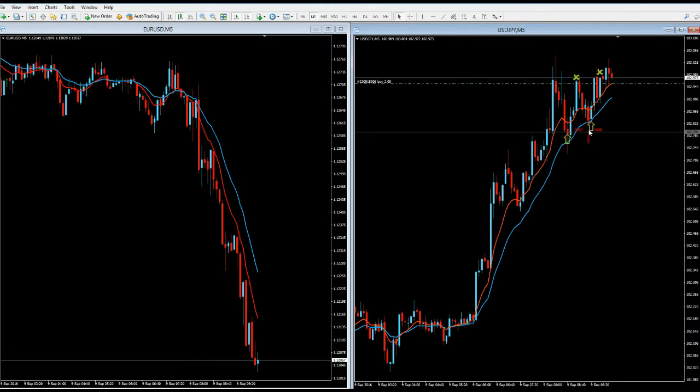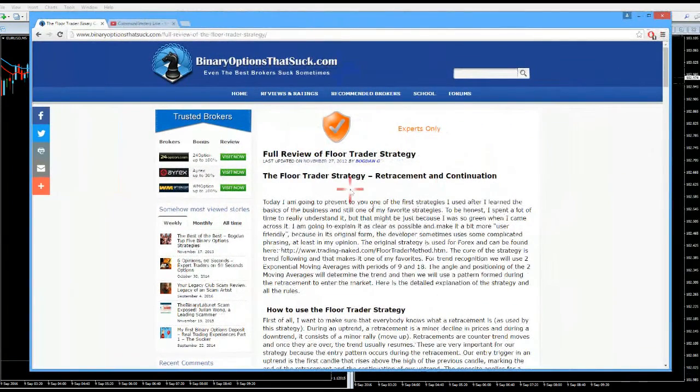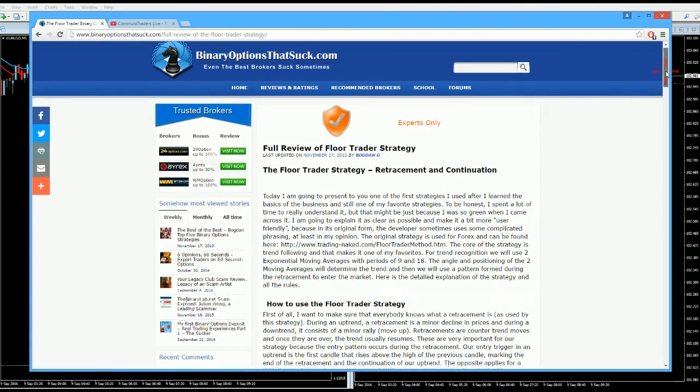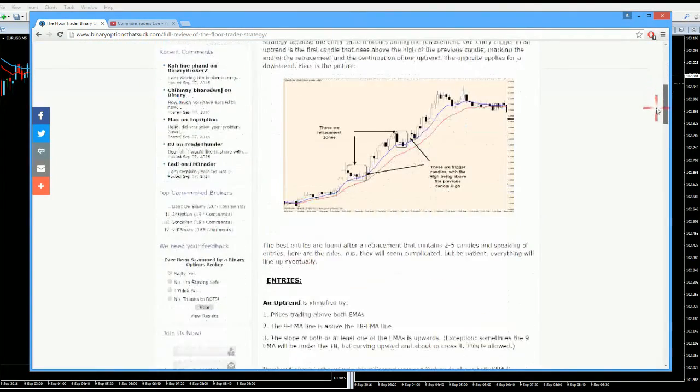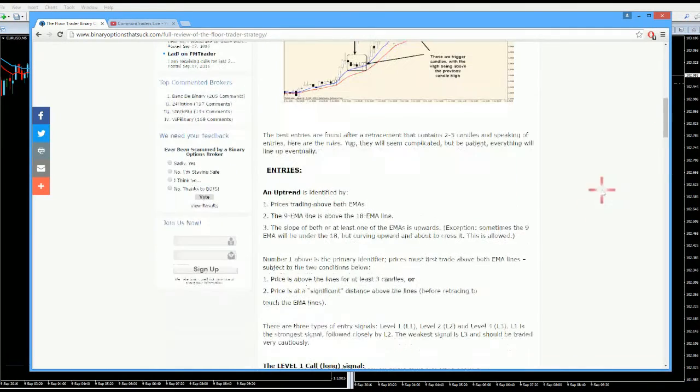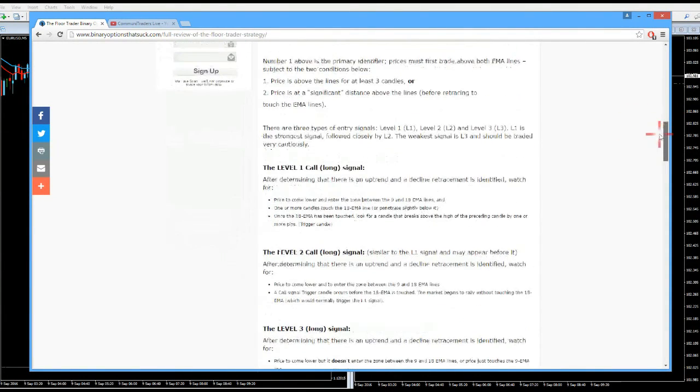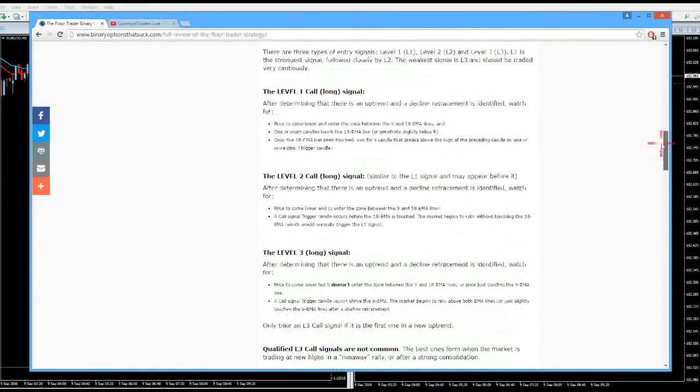So how did I take these? And the strategy, let me show you that real quick. The floor trader strategy uses an EMA 9 and EMA 18. That's the only two EMAs it needs. So you can see here, come here and read the rules. I will put the link in the description below. So carefully read this article before you move on.